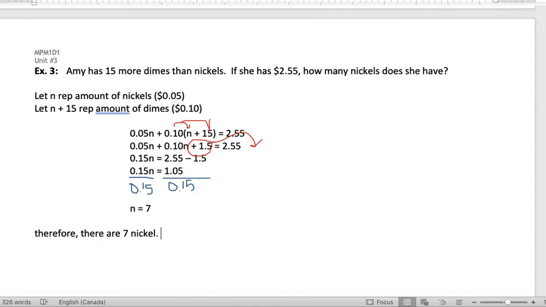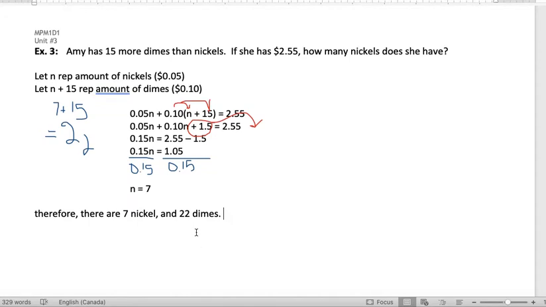If there are 7 nickels, how many dimes are there? Well, we sub 7 back into our equation up here. So if we take 7 and we add it to 15, what does that give us? Gives us 22. See, there's my skills. And 22 dimes.